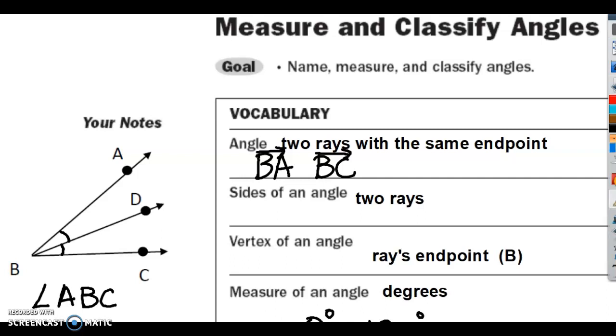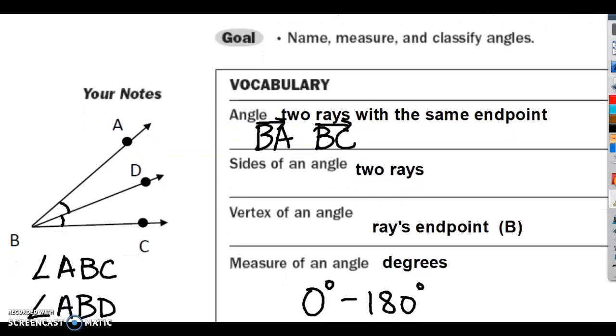We're going to start with measuring and classifying angles. We're going to start with looking at this diagram over here on the left. Do you notice how we just can't call this angle angle B? Because what angle are we talking about? Are we talking about this big angle right here? Are we talking about the top angle? Are we talking about the bottom angle? What are we talking about?